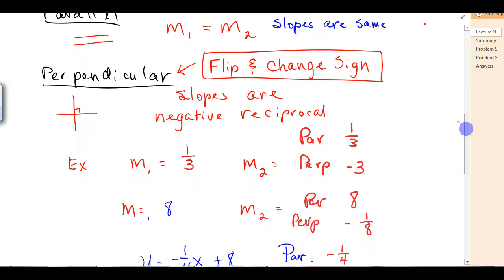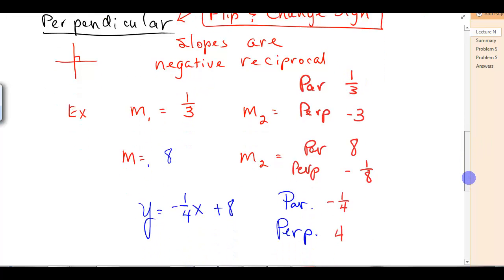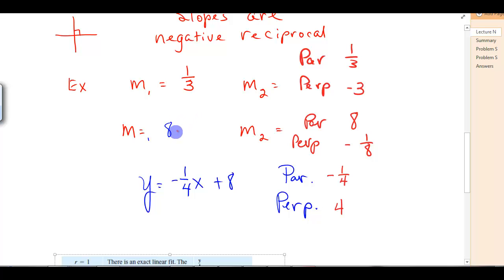Examples of that would be, if you're given that one has a slope of 1/3, then the perpendicular line would be negative 3/1. You flip it and change the sign. The parallel to that would be 1/3 because it's the same. If you're given a slope of 8, parallel to that would be 8. Perpendicular, flip it, 8/1 becomes 1/8 and change the sign.